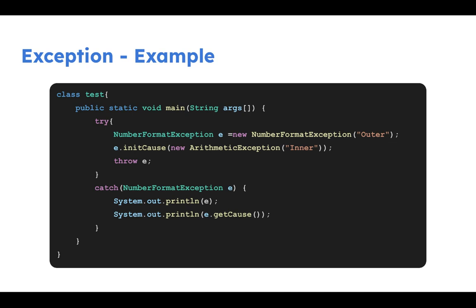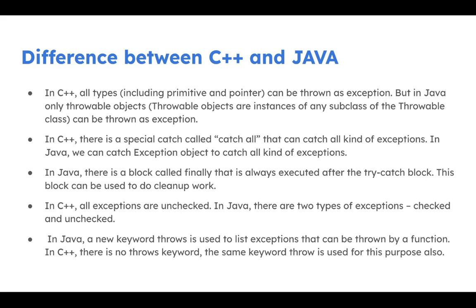There can be multiple possibilities of chained exceptions. There are also various differences between C++ and Java. We'll discuss that specifically.